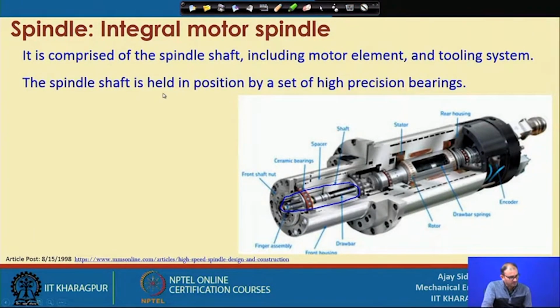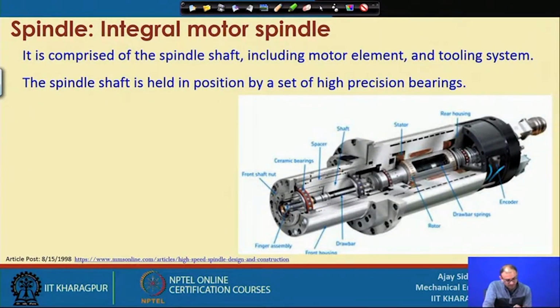The spindle shaft is held in position by a set of high precision bearings. Now, it is up to us how many bearings we want to use, because the number of bearings will increase the stiffness. Instead of a single bearing, you can put more than one bearing, so that you can get more stiffness in terms of the radial loading and the axial loading.